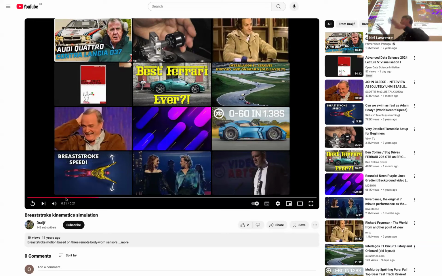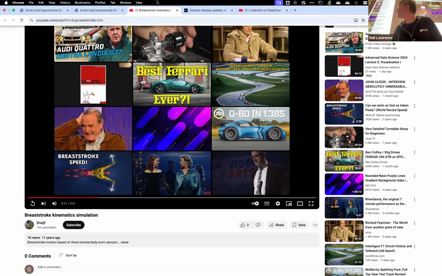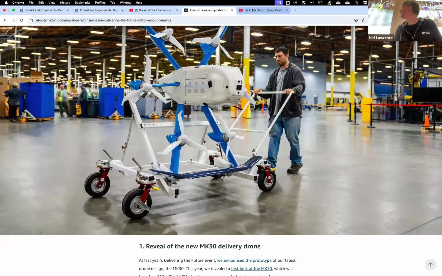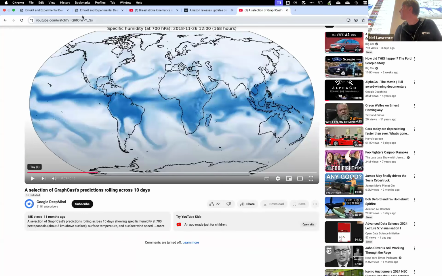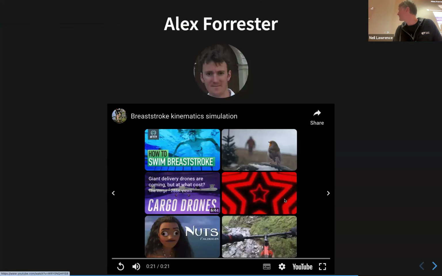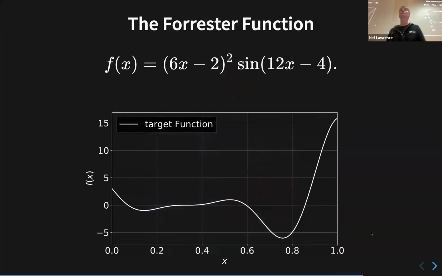But it's a brace stroke kinematic simulation. So Alex works a lot, I think he's in mechanical engineering or aerospace engineering in Southampton, or he certainly was last I checked. And he's been doing this sort of design through emulation for a number of years. And he's the person behind the Forrester function. So he defined this function. He created this function. So it's the Forrester function, right?